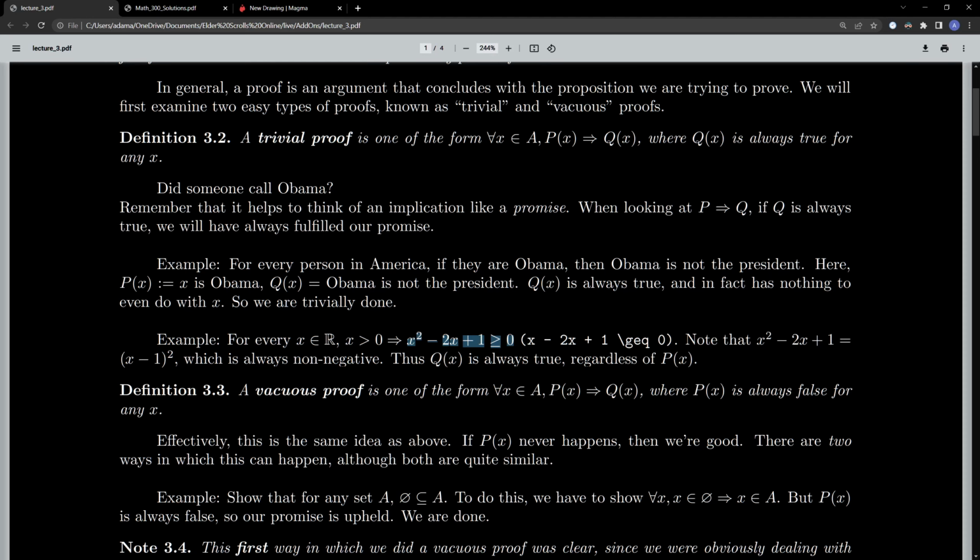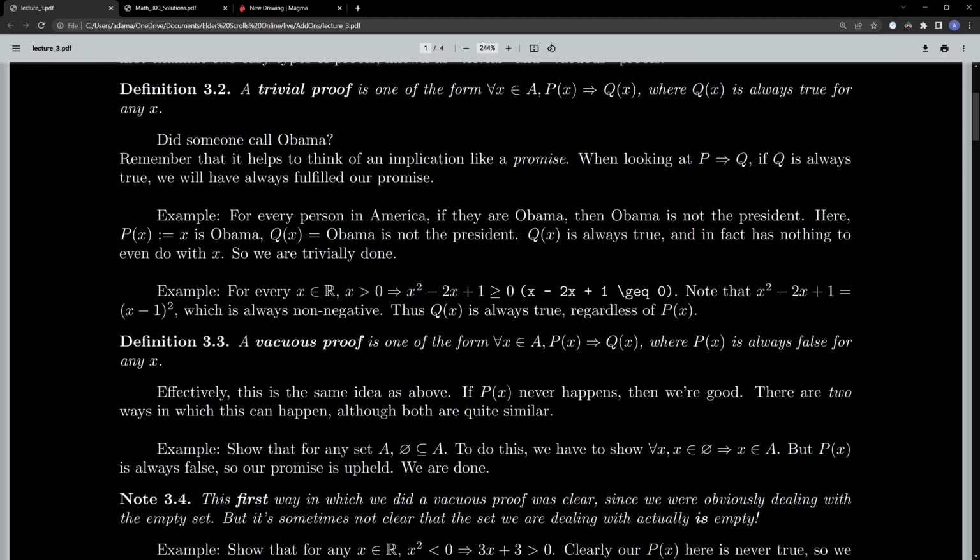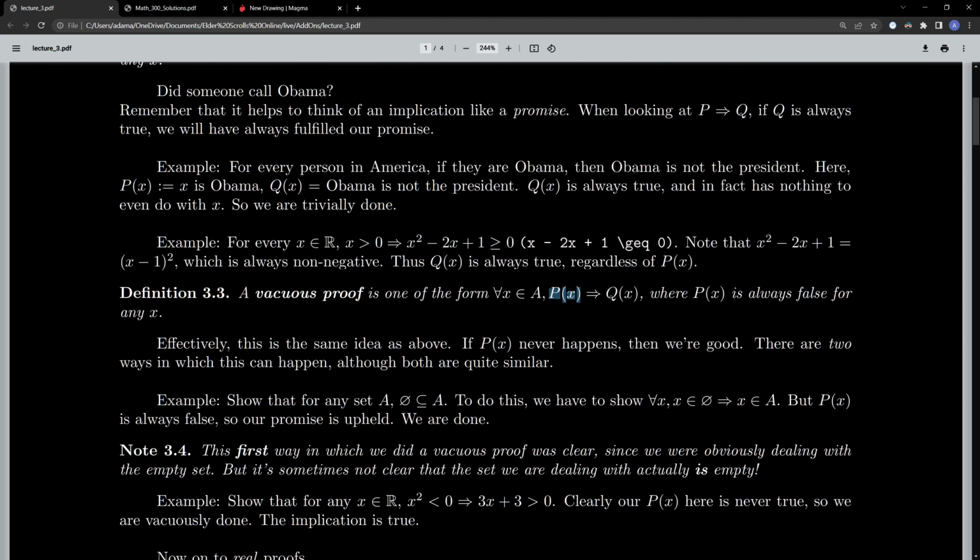Now we have vacuous proofs, which are basically the other way around. This is when P of x is the one that's always false, so you can't ever challenge the implication. Here's a silly example. For any set A, the empty set is a subset of A. If we recall, we're trying to show a subset, so we have a universal quantifier: for all x in the empty set, it must be an element of A. That's what I have here. P of x is always false, because there are no elements of the empty set. So this is vacuously true. It's vacuous like a vacuum. There's nothing there.